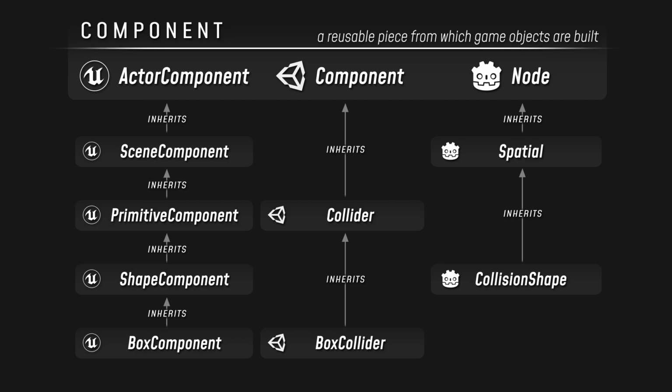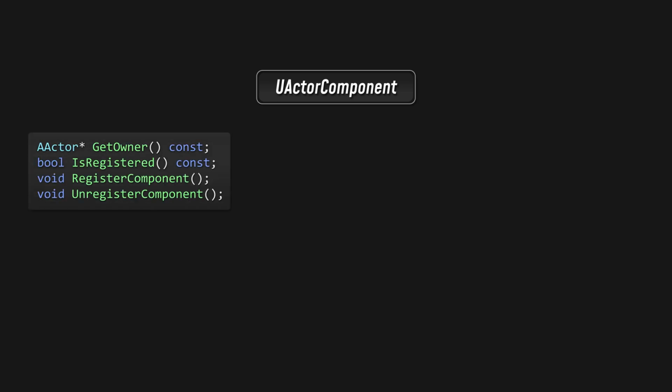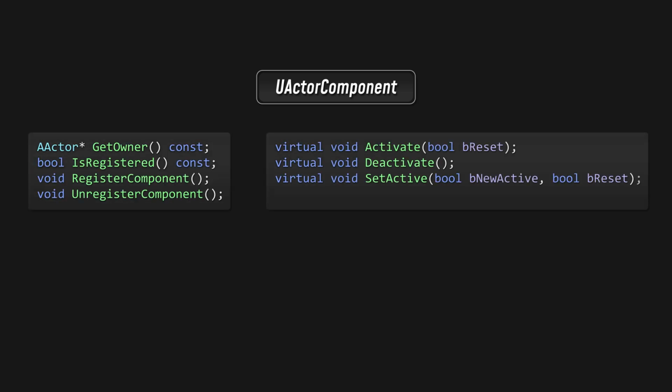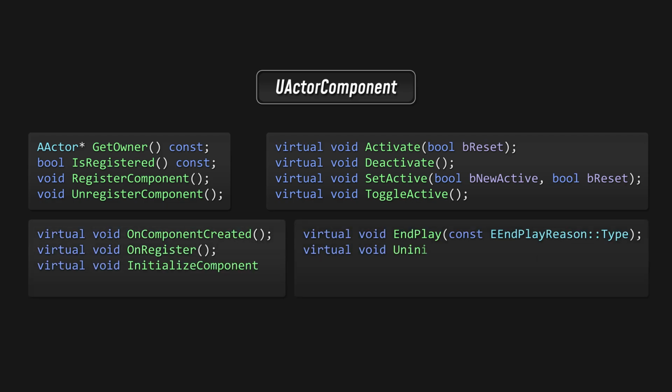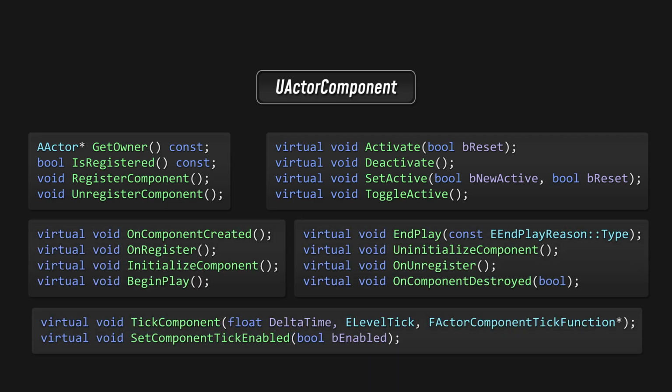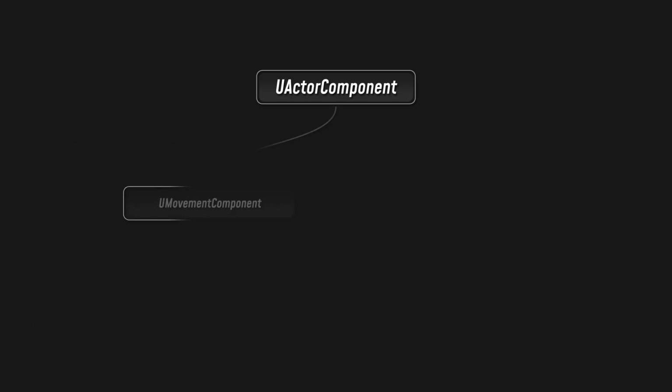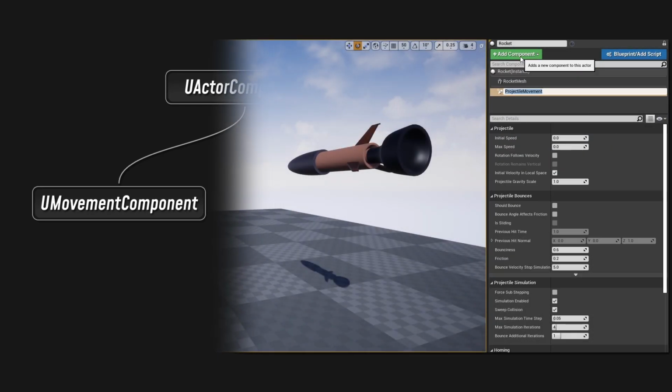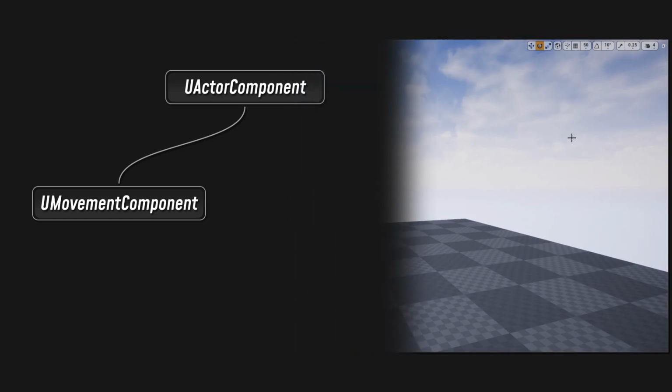Let's take a closer look at the inheritance hierarchy for components in Unreal. The base component type is called ActorComponent. Actor components can be registered with an actor, they have an activation state to support the notion of being switched on or off, and they have their own lifecycle and tick functions. They're used to add data or functionality to an actor, but they don't have a transform within the scene. Movement components are one example of a component that just adds functionality. For example, if your actor represents a rocket that's been fired by a player, you can use a projectile movement component to handle movement updates.